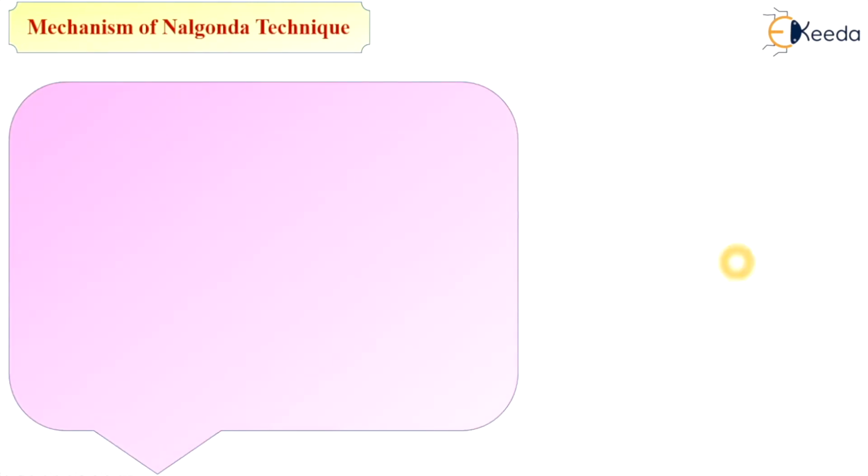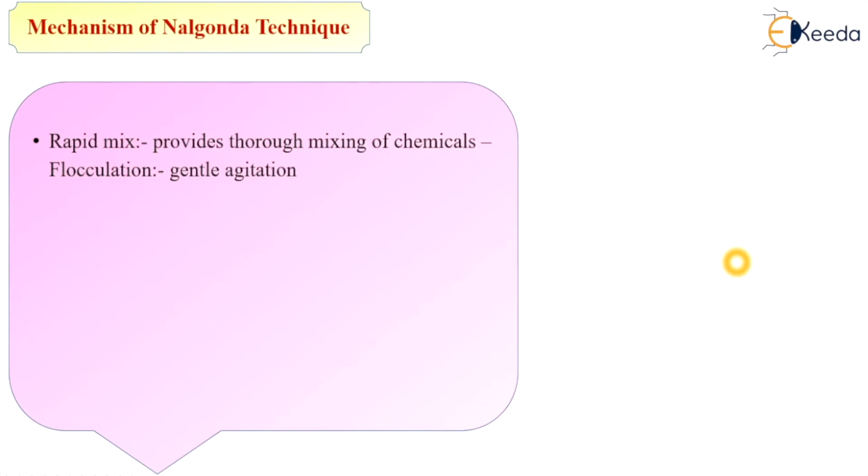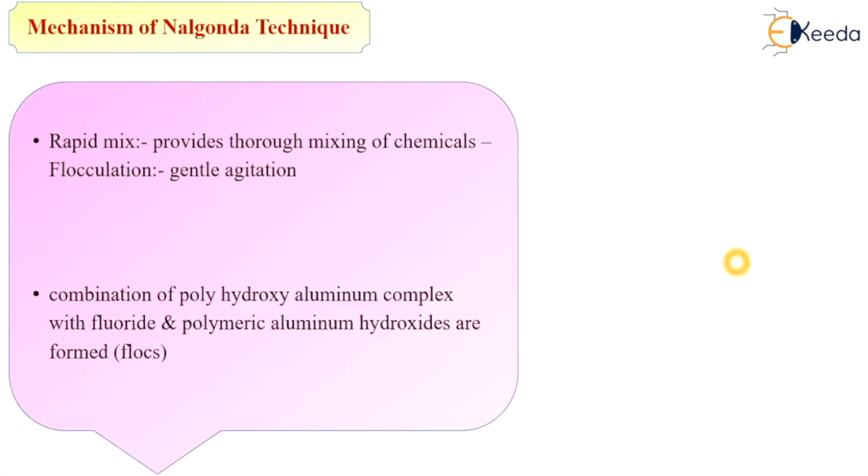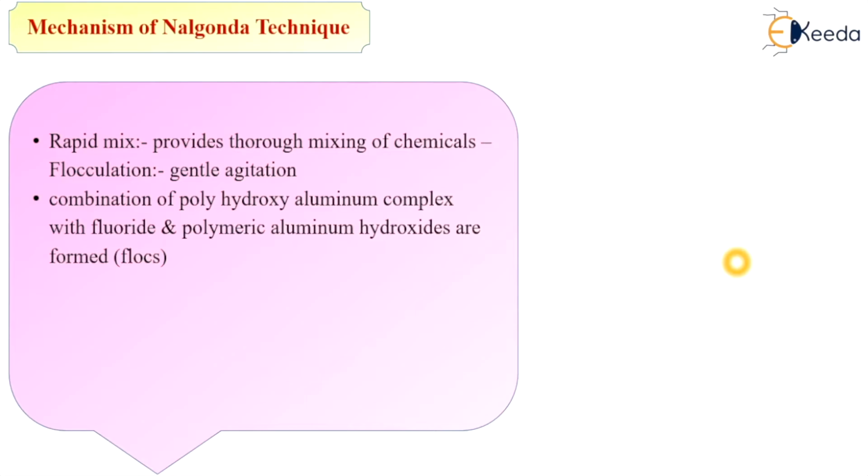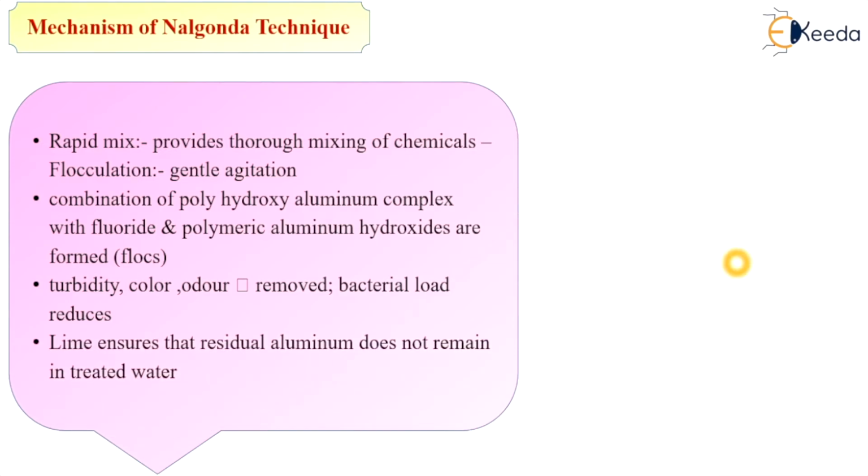Mechanism of the Nalgonda technique. First is rapid mix, which provides thorough mixing of chemicals, and flocculation, which provides gentle agitation. Both processes occur in one chamber. A combination of polyhydroxy aluminum complex with fluoride and polymeric aluminum hydroxide is formed in the form of flocs. Turbidity, color and odor are removed. The bacterial load also reduces. Lime ensures that residual aluminum does not remain in treated water.